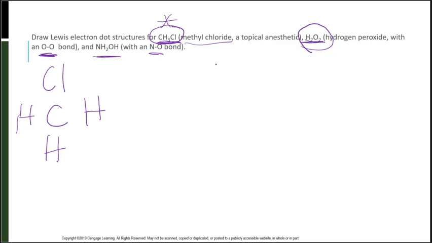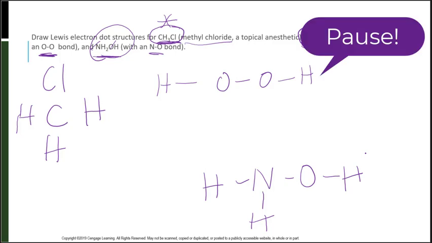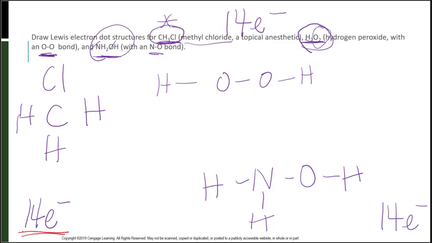For H2O2, it said there was an O-O bond, so that's our 2 O's, and then we have 2 H's. I'm just going to put an H over here and an H over here. Do your electron count. And then we have NH2OH, and that said that was an NO bond. So that's an N, that's our O, so we have 3 H's to put around it. 1, 2, 3. See if you can figure out where the rest of the electrons go. When I did my electron count, I got 14 electrons for each one of those 3 compounds.